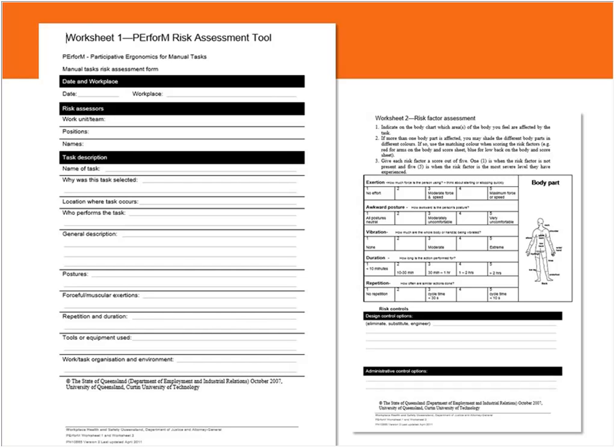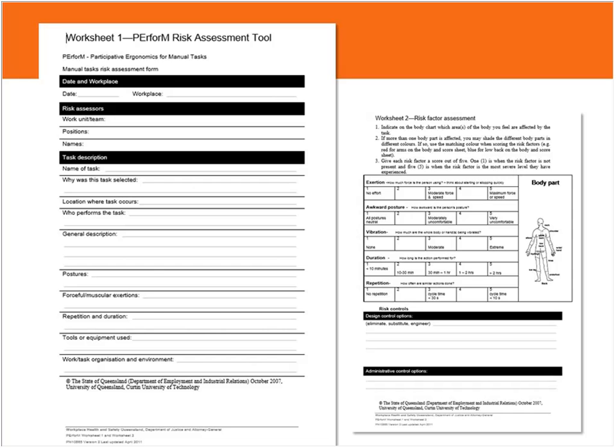Another good reason might be to have a written record to help with re-evaluating controls down the track, and it also provides evidence that the risk assessment has been done. Now, when you're doing the Perform training and you're preparing to use the worksheet with your work teams, you and the work team would have ideally identified at least one problem task to start your assessment off with.